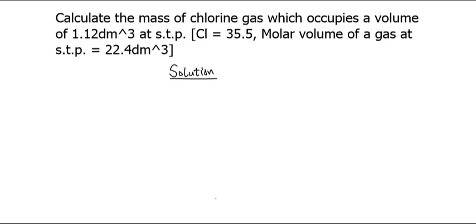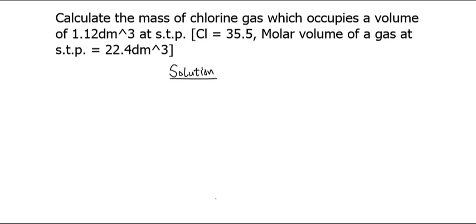Let's continue. We are given the molar volume of gas at s.t.p, that's a constant. We are given the volume of the gas and we are given the atomic mass of the gas, but we do not know the mass of the gas itself, and that's what we are being asked to calculate. So the first thing to do here now is to know the number of moles of the gas. So from there we can then use the relationship of moles equals mass over molar mass to get the mass of chlorine gas.